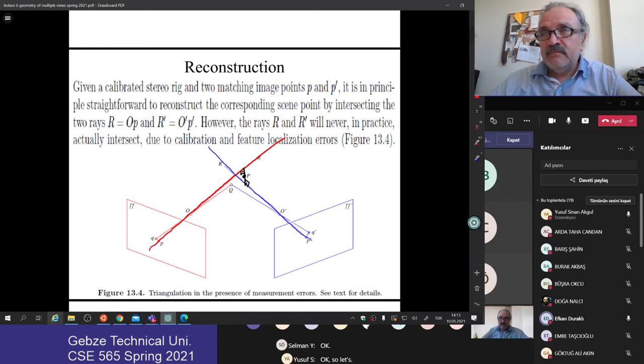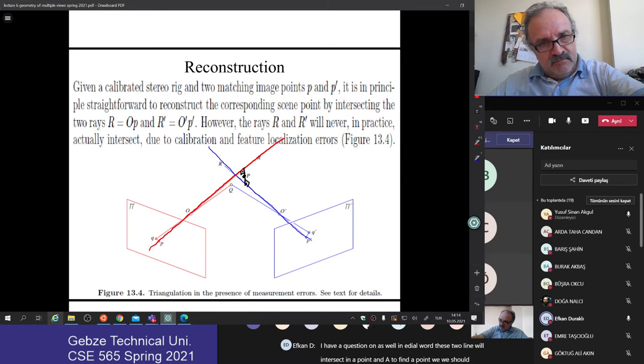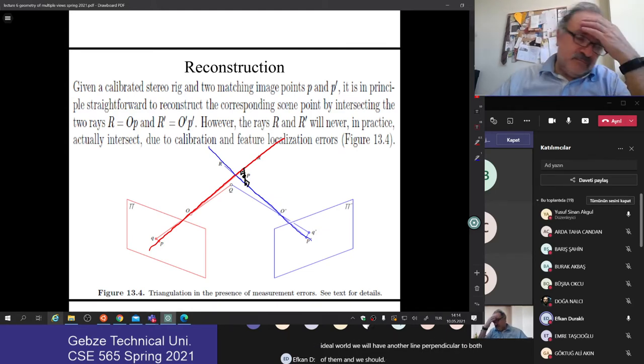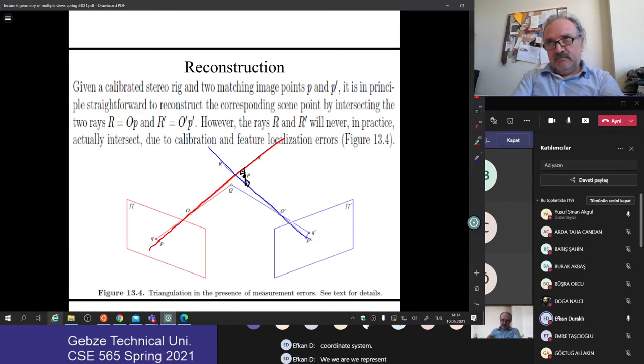I have a question as well. In an ideal world, these two lines will intersect in a point. To find the point, we should calculate the cross product of these two lines. But in a non-ideal world, we will have another line perpendicular to both of them, and we should also get a cross product of these two lines. In homogeneous coordinate system, we represent line and point as the same. So how can we know whether we will find a point or a line?